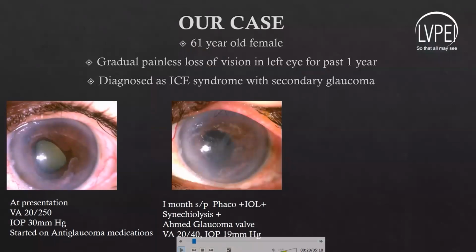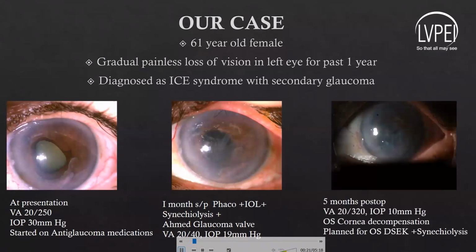On examination, she had multiple patches of iris atrophy, corectopia, and peripheral anterior synechiae with a raised IOP. She was prescribed anti-glaucoma medication. Subsequently, she underwent cataract surgery with Ahmed glaucoma valve implantation. However, she redeveloped synechiae requiring anti-glaucoma medication, with gradual decline in vision.